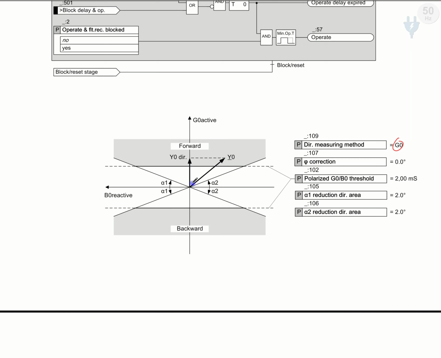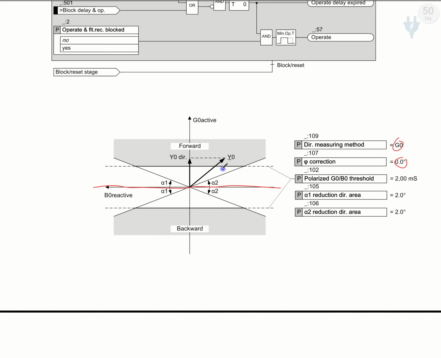Now, according to our policies, we have the V0 axis, and the active part of the admittance is on the voltage axis, and the reactive part is on the imaginary axis. Here we select one axis to determine the direction, so that the system will understand which direction it should select as forward and which as backward. We select one symmetrical axis. This is our symmetrical axis here, and we have not rotated it. That's why the phi correction is selected here in this example as 0.